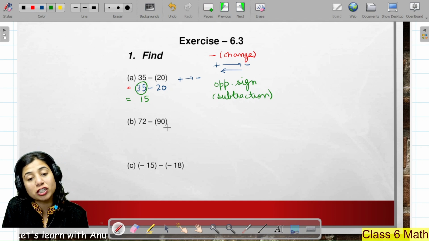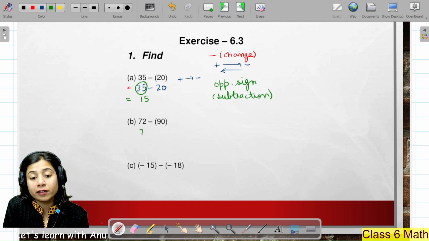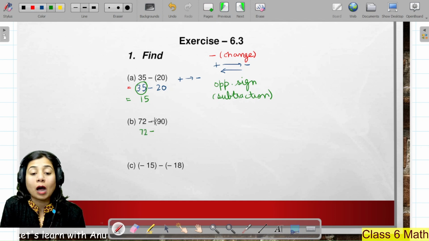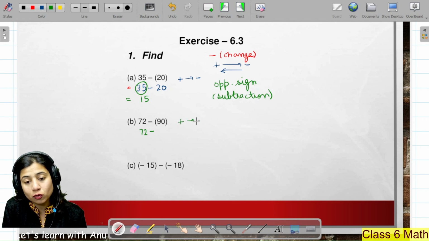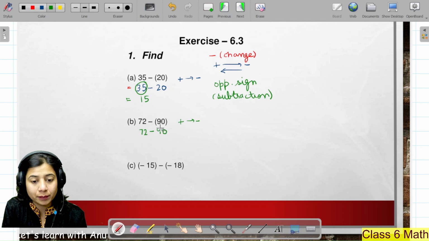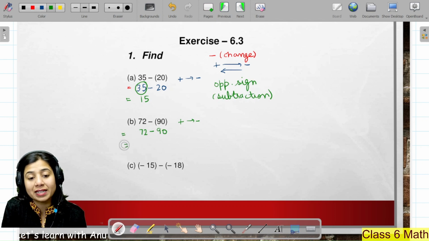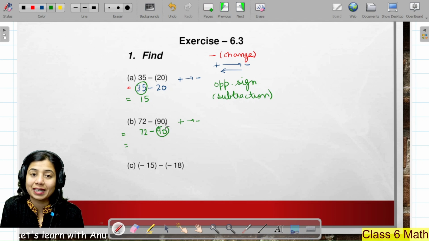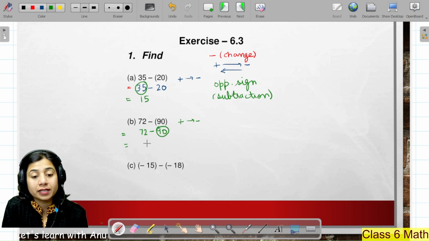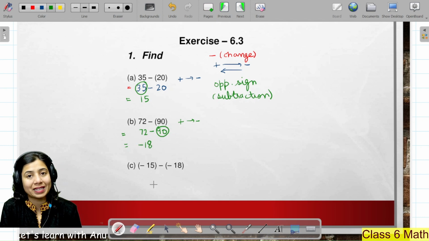B part, 72 minus 90. Again, when we are opening the bracket, outside we have minus sign. So inner sign is positive, it will change to negative. So it's minus 90. Then again we have opposite sign, subtraction is going to happen and sign will come of bigger number, that is 90. So 90 minus 72 is 18, but 90 is greater, so we have minus 18.